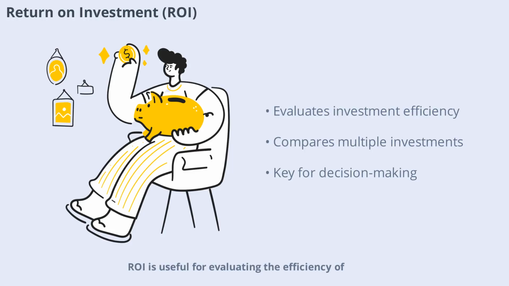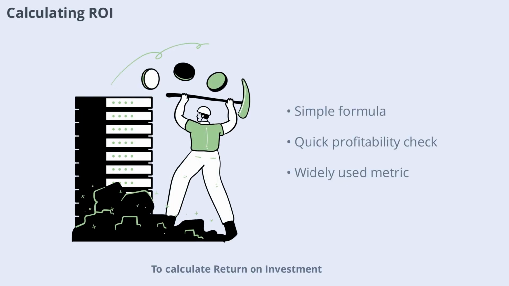ROI is useful for evaluating the efficiency of an investment or comparing the profitability of several investments. A higher ROI means the investment is yielding better returns, making it a critical metric for both businesses and individual investors. To calculate return on investment, subtract the initial cost of the investment from the final value, then divide by the initial cost. Multiply by 100 to get a percentage.